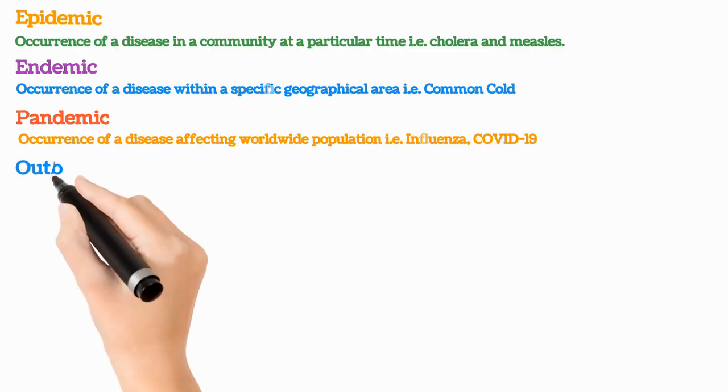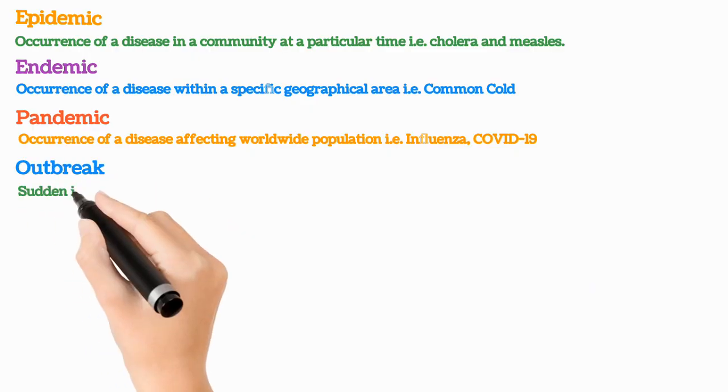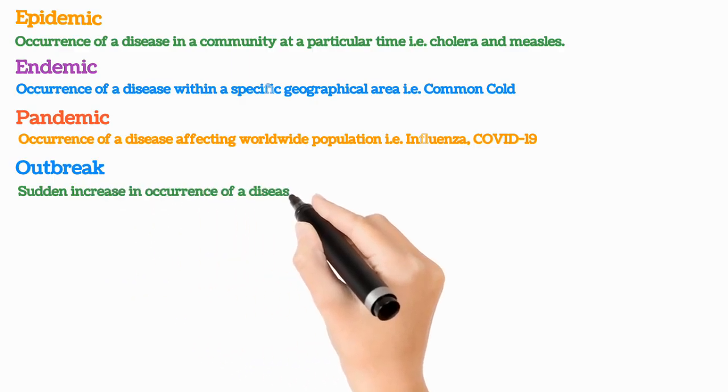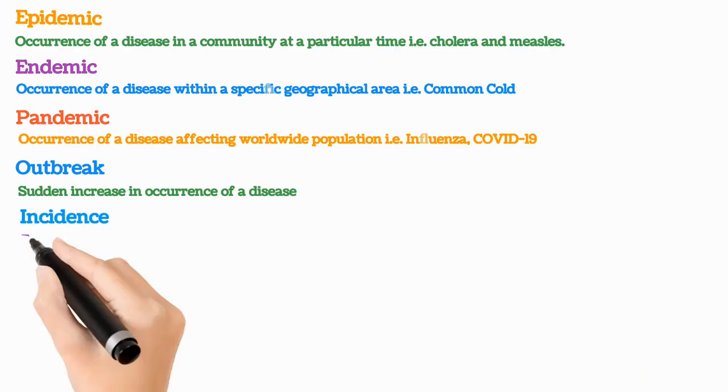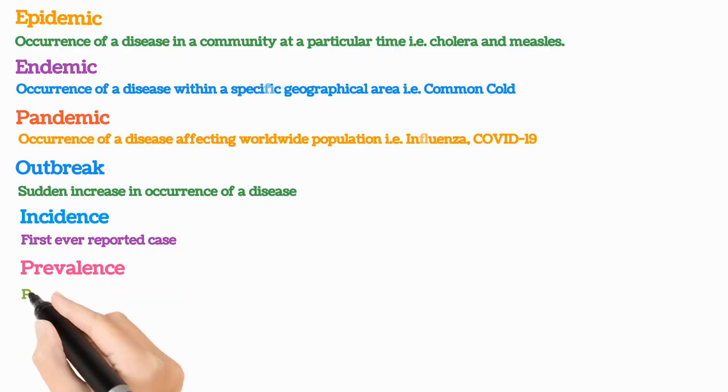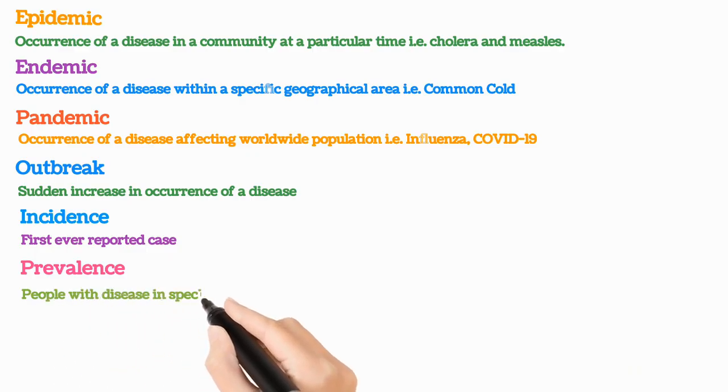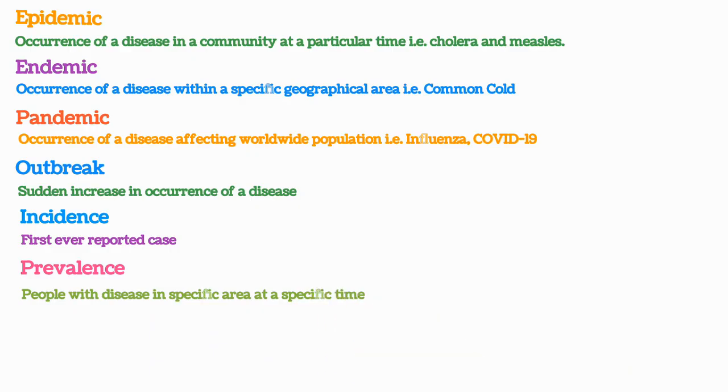If we discuss the outbreak, it refers to a sudden increase in occurrence of a disease. Similarly, incidence basically refers to the first ever reported case, and prevalence refers to the people with disease in a specific area at a specific time. Incidence basically tells about incoming cases, and prevalence basically tells about the present cases. So it's a minor difference between incidence and prevalence.